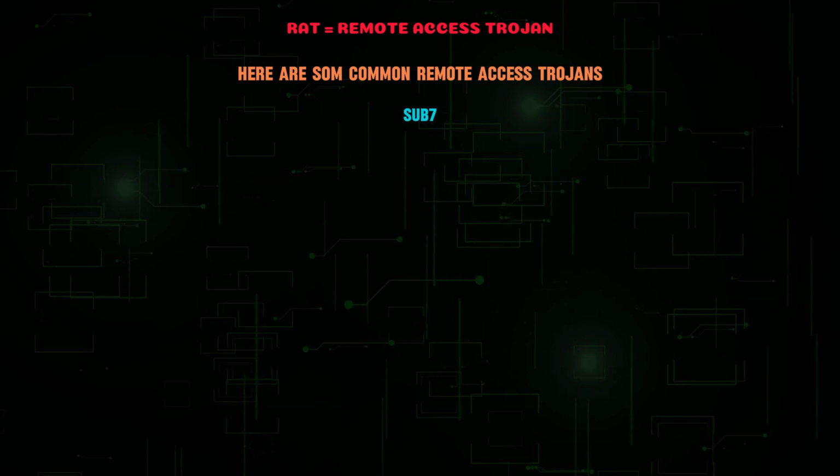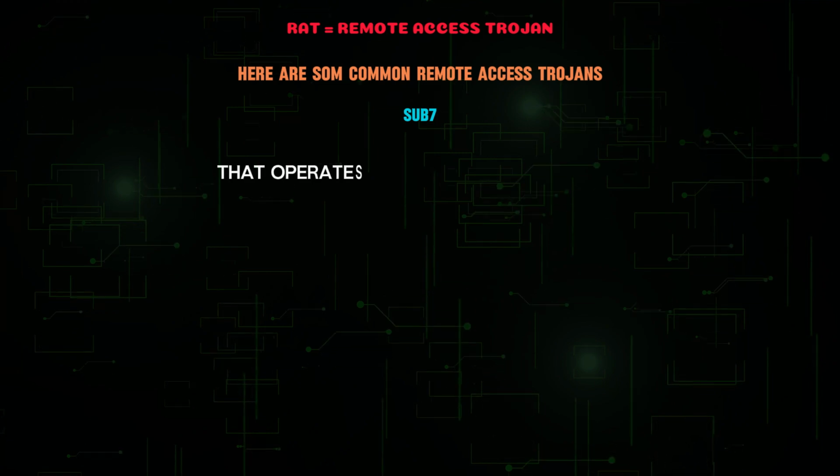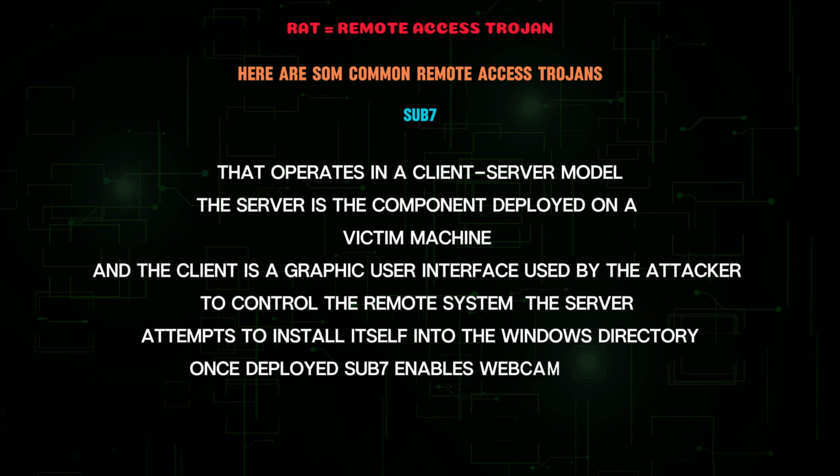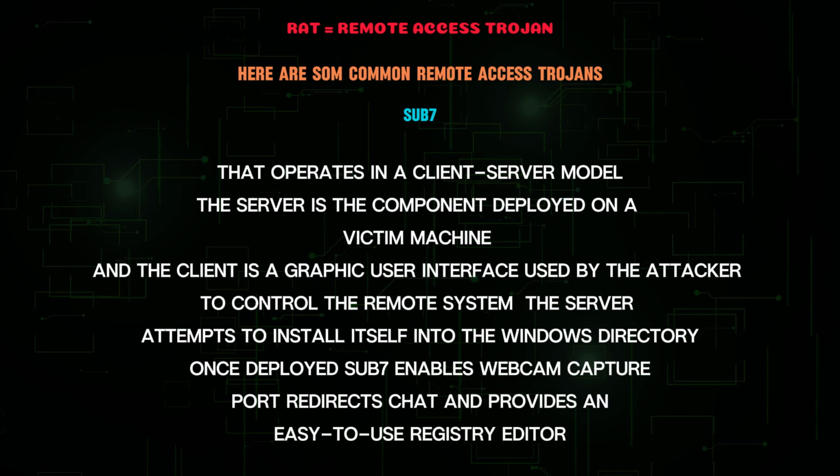Sub7. Sub7 is a remote access Trojan that operates in a client-server model. The server is the component deployed on a victim machine, and the client is a GUI used by the attacker to control the remote system. The server attempts to install itself into the Windows directory. Once deployed, Sub7 enables webcam capture, port redirects, chat, and provides an easy-to-use registry editor.